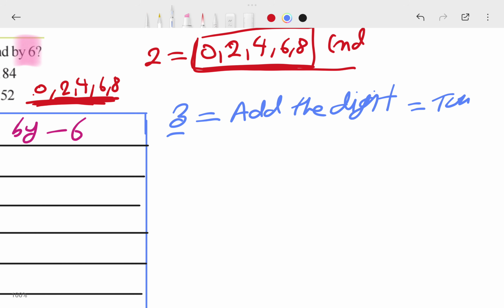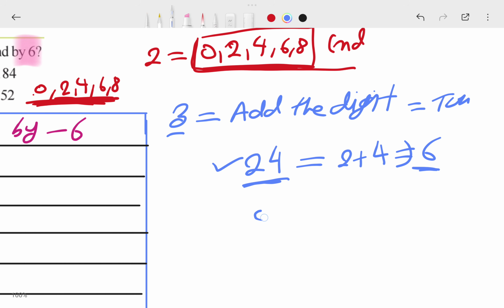or not. Like this is given, 24. So you don't have to do anything, just add 2 plus 4. This is going to be 6. So let's see if this 6 is in the table of 3 or not. In the 3 table 6 is there, so it means that 24 is divisible by 3.